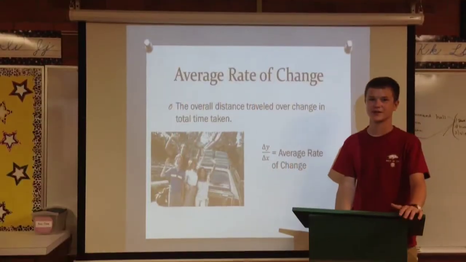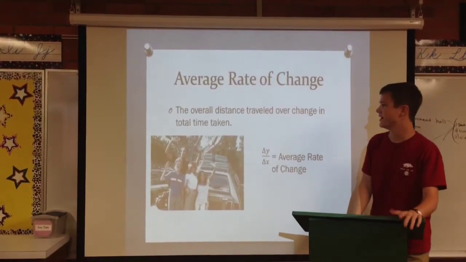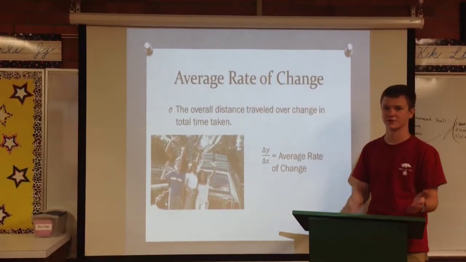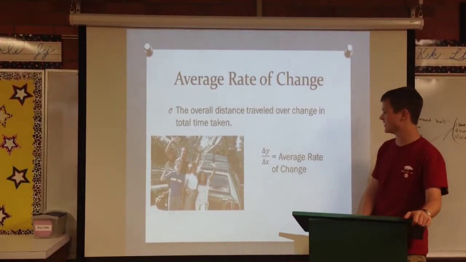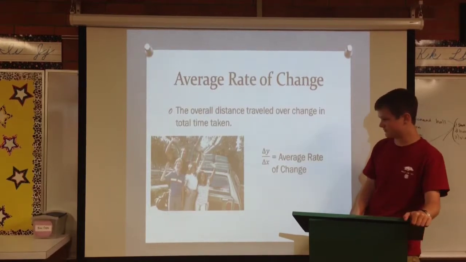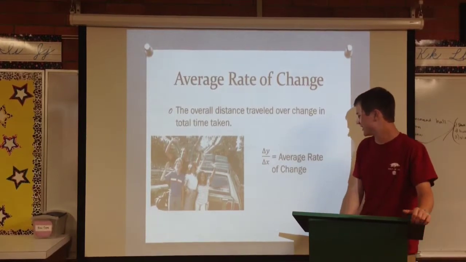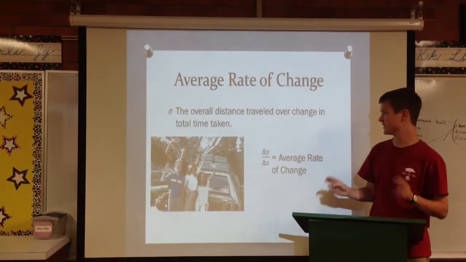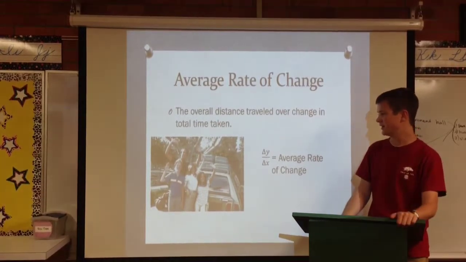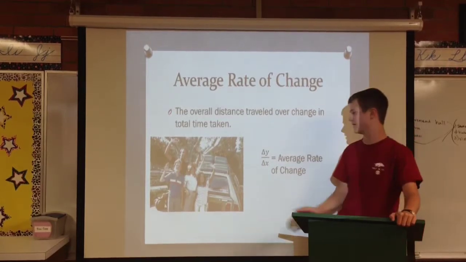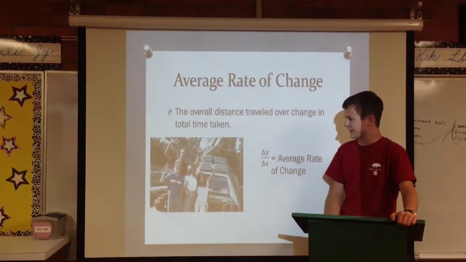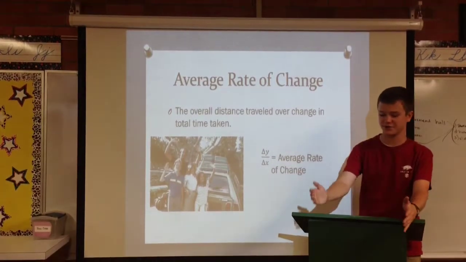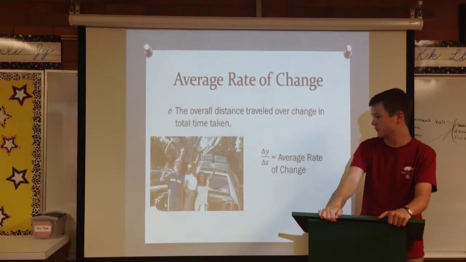First we're going to start with the definition of average rate of change. The average rate of change is the overall distance traveled over the total time that it took to travel that distance. The formula is delta y over delta x, and the y values are your distances, the x values are your total time. A good practical use for this would be if you're going on a family vacation, like the Griswolds did. You could determine what your average speed was over the whole time of that trip.